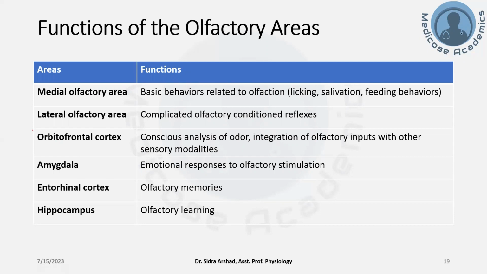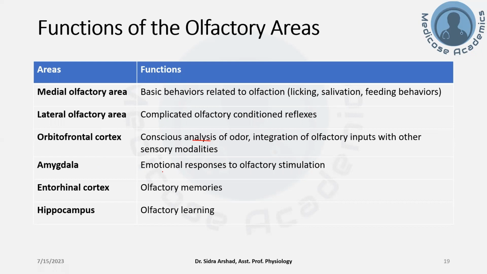Orbitofrontal cortex is involved in the conscious analysis of odor. This is the newer pathway. This is involved in conscious analysis of odor, that is, the odor can be perceived and categorized into different categories. Integration of olfactory inputs with other sensory modalities occurs in this orbitofrontal cortex.